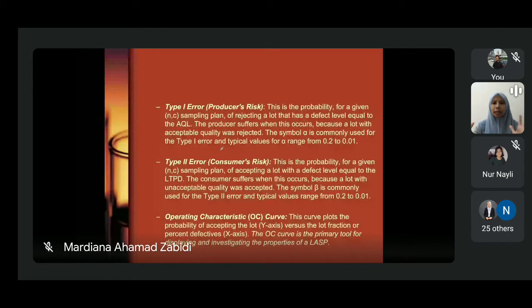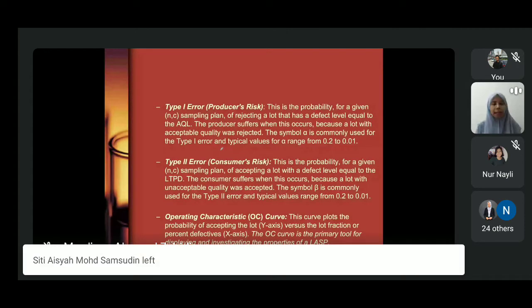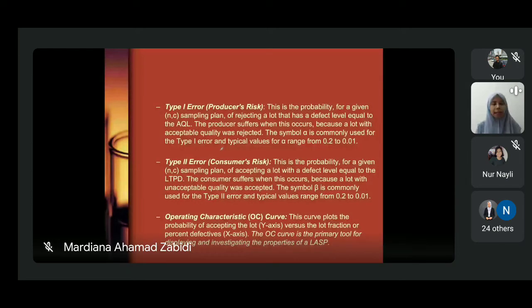Okay, maksudnya supplier tu hantar barang dekat kita, hantar raw material, supply raw material to us. But what happens is that when we perform the testing, when we perform the sampling, we came to a conclusion that the lot needs to be rejected. Padahal the lot tu sebenarnya is acceptable. Okay, the sample that we collected tu sebenarnya when we perform the testing, the result was supposed to be acceptable. Tapi we wrongly made a decision to reject the lot.